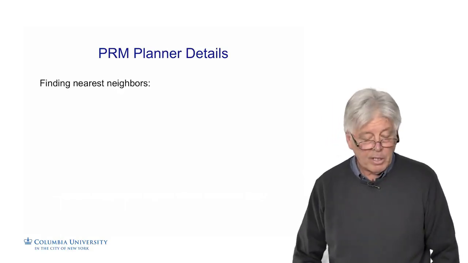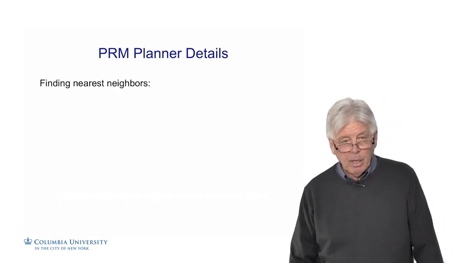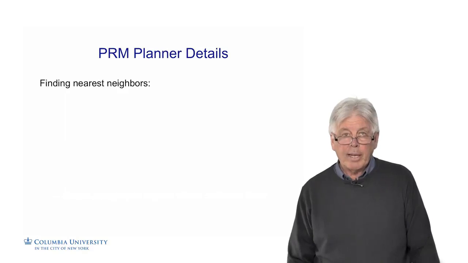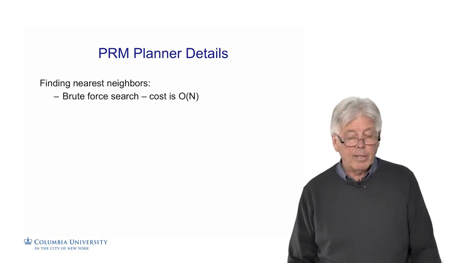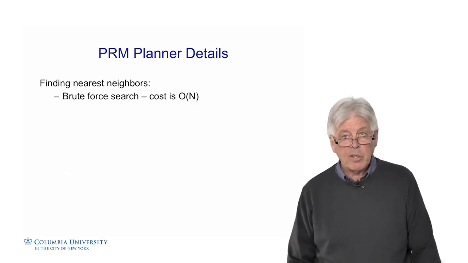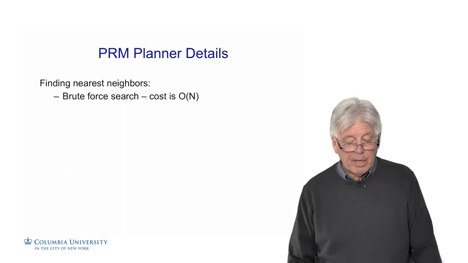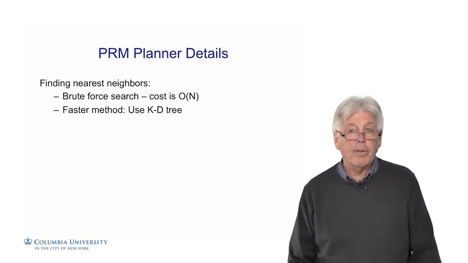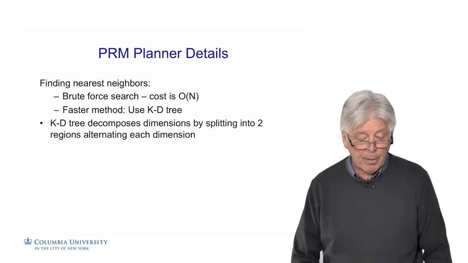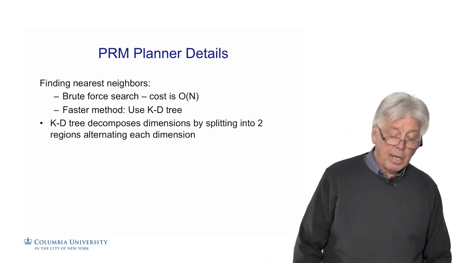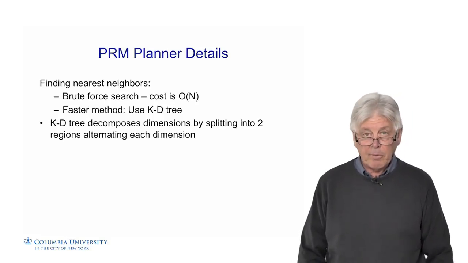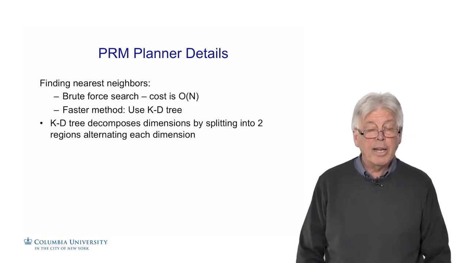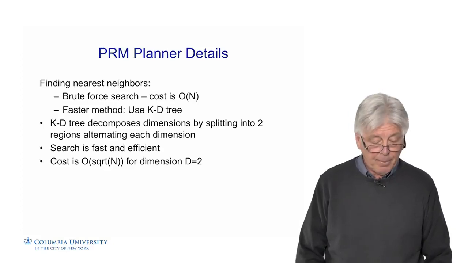Another thing we want to talk about is finding nearest neighbors. So at each point after we get these n configurations in the graph, we have to find the nearest neighbors. And the brute force search cost is order n, it's naive search, which if n is small is not going to kill you. But if n is large, then you need a faster method. And we can use something like a KD tree, which is a decomposition of dimensions by splitting into two regions alternating each dimension. And we'll show you an example of that in a minute. So it's basically a rectangular decomposition of space.